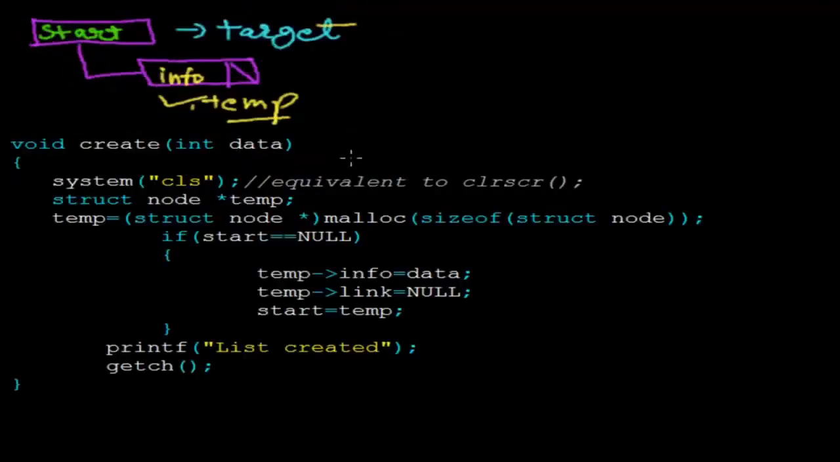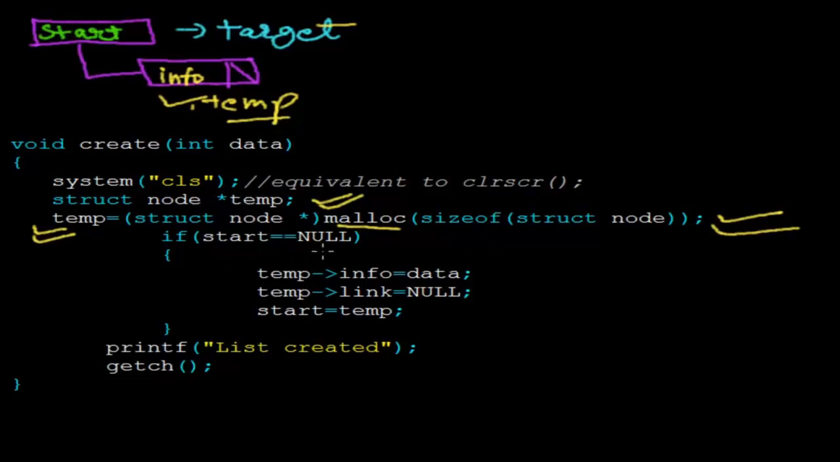Now this is how this create function looks like. We are firstly initializing a temp variable, which is a temp node. We are allocating space so that this temp node can be created using this malloc statement, means allocating the memory space so that this node can be created, and the address of this node is copied to this variable temp, which is of node star type.